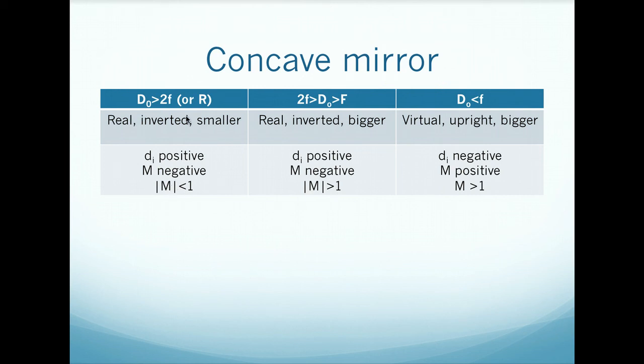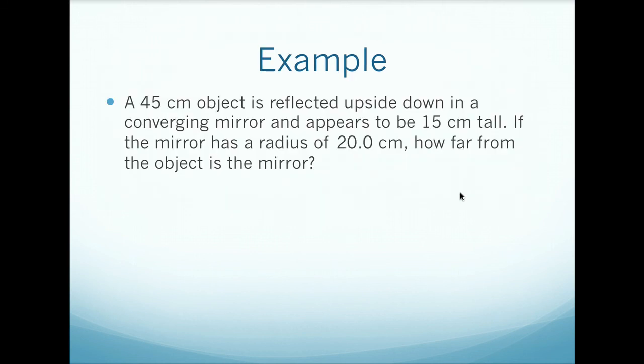So for example, if you have a real image which is smaller, your magnification can be negative 0.5. If you have a real image but bigger, your magnification could be negative 5. So your image is half of what it was, or 5 times greater. And then if it's a virtual image, your magnification is positive and it's more than 1 because it's always going to be bigger. So let's look at an example.